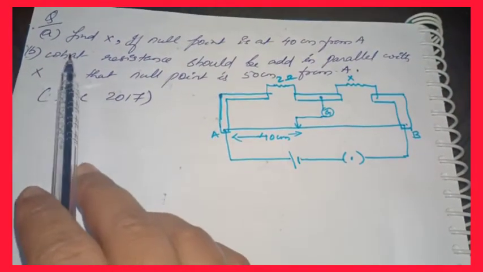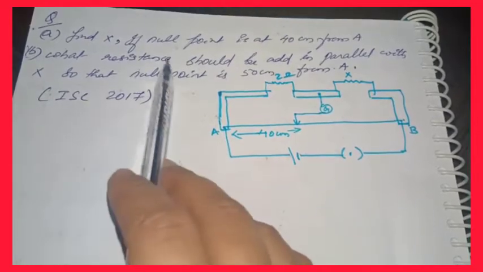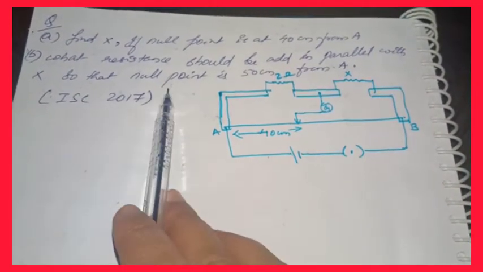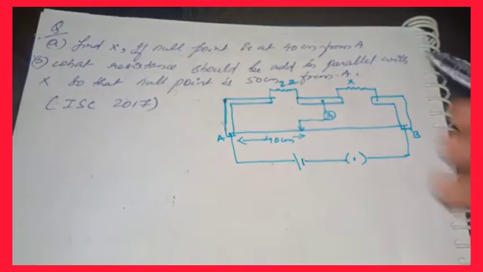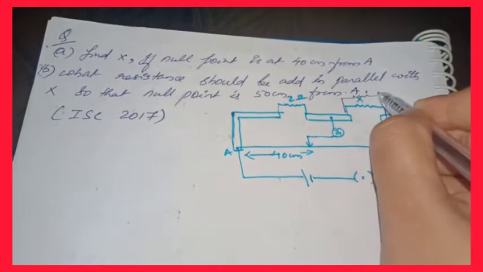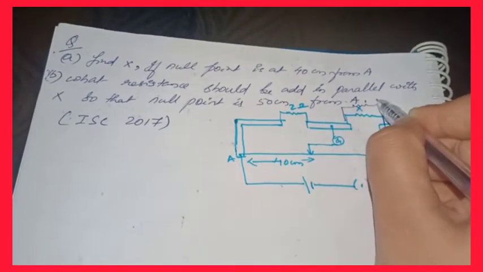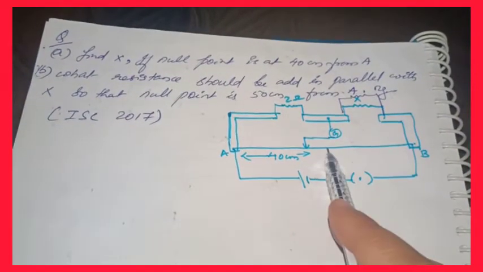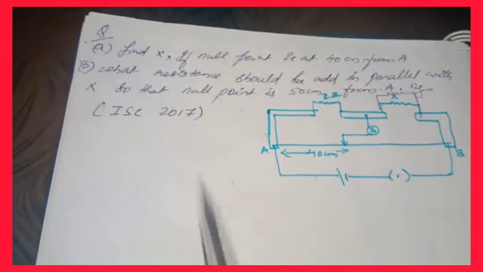It is asking in the next question, what should be the resistance that should be added in parallel with X so that the null point is 50 cm. So in the next bit it is asking what should be another resistance. Let me take it to be Y. What should be this Y so that the null point shifts to 50 cm. So let's do the first bit.